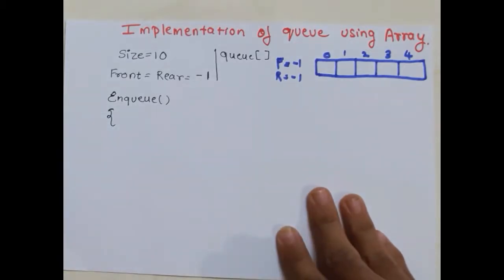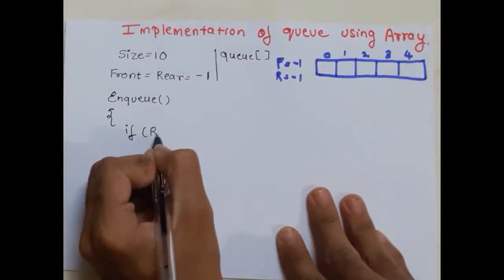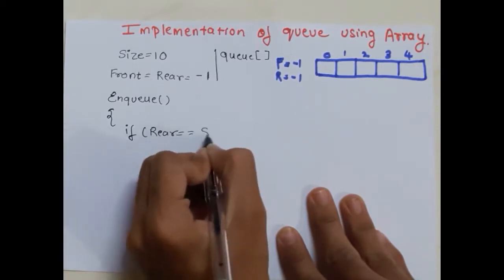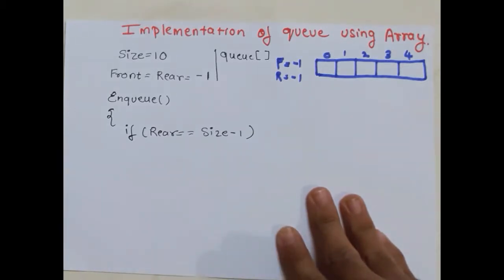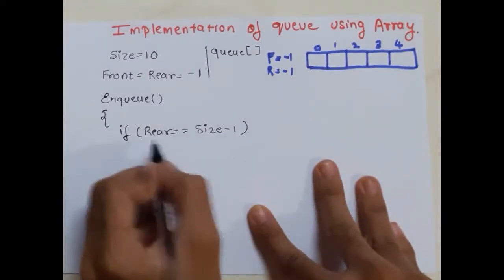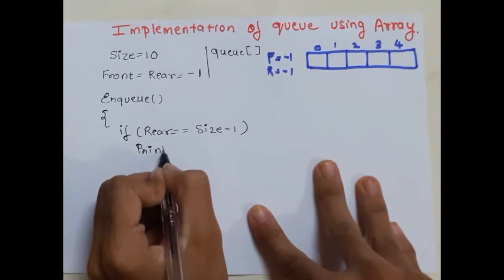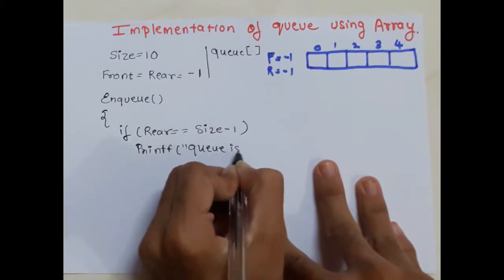For performing the enqueue operation, first we have to check the overflow condition. Overflow condition means the queue is full. We have to check whether the queue is full, and if the queue is full, we cannot perform the enqueue operation. For this, the condition is if rear is equal to size - 1, then the queue is full, and in that condition no enqueue operation can take place. So if this condition is true, then print queue is full.